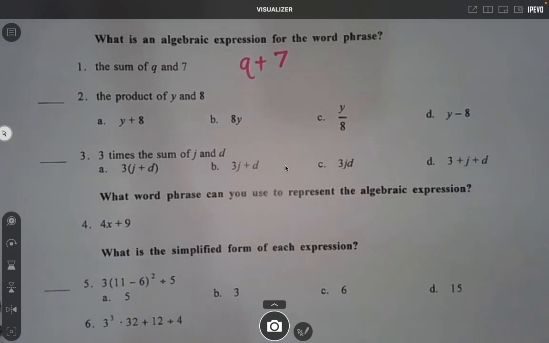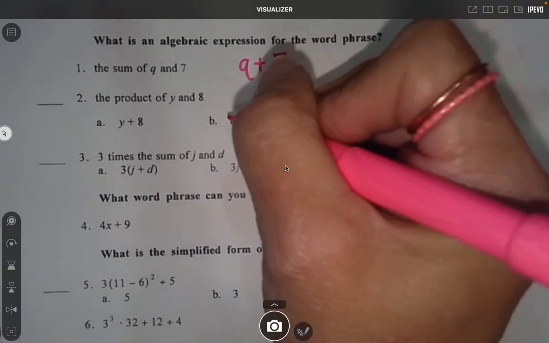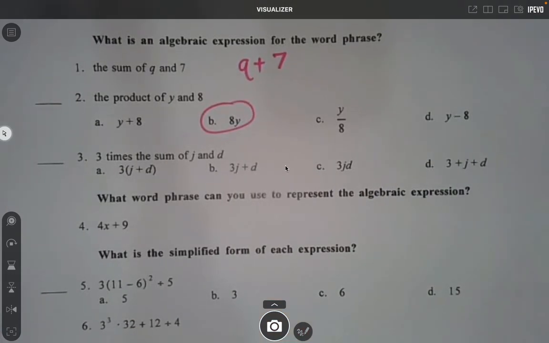All right, the product of y and 8. So Riley asked this, product is multiplication. So which one of these am I multiplying y and 8? B. 8y. 8 times y.